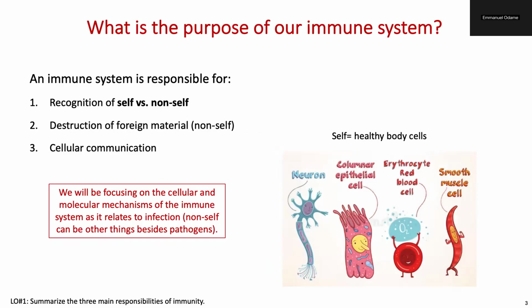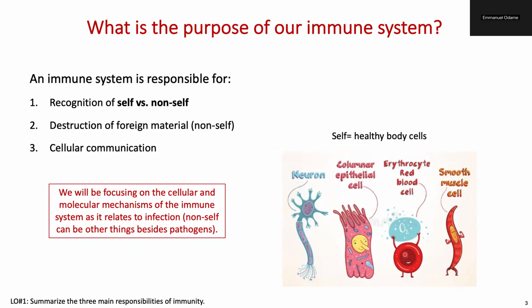So, what is the purpose of the immune system? The immune system is basically responsible for the recognition of both self and non-self, with self referring to your own human body cells, that is the neurons that you have, the blood cells that you have, the smooth muscle cells, all cells in your body, and then the non-self referring to any foreign organism.